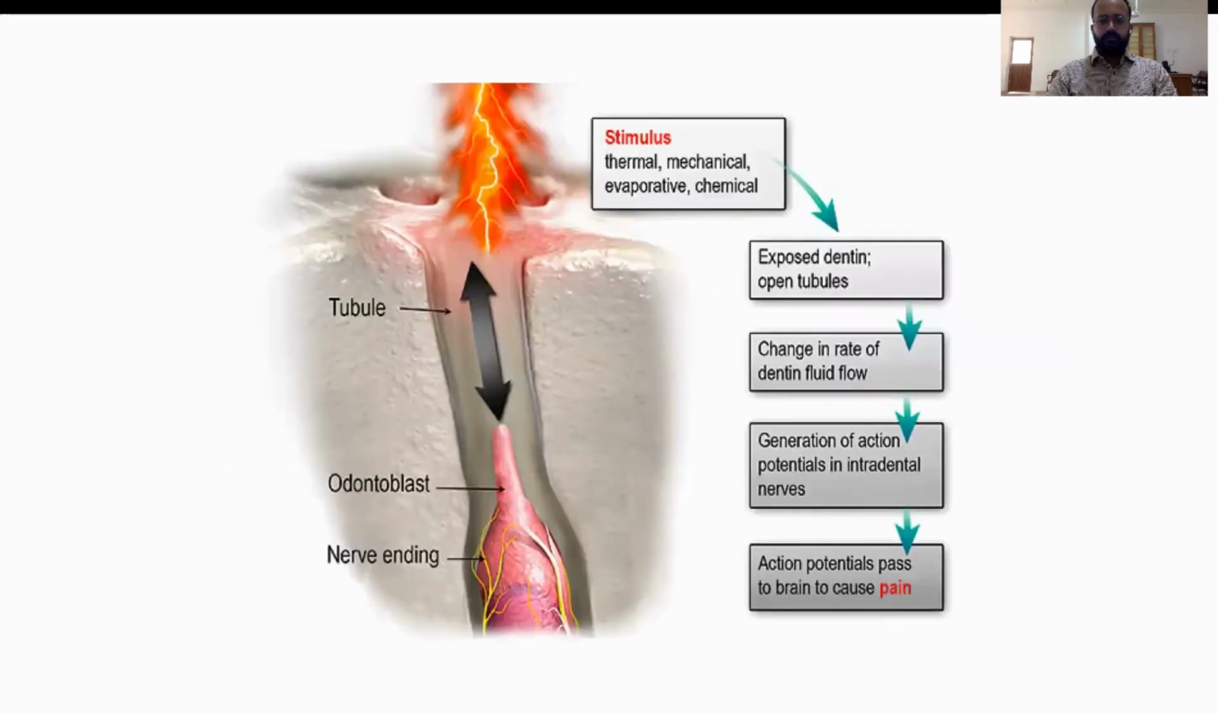So this is what really happens in the hydrodynamic theory. We have these dentinal tubules, which consist of dentinal fluids. And when a stimulus like thermal, evaporative, or chemical acts on these exposed dentinal tubules, that causes a change in the rate of dentinal fluid flow. That generates an action potential in the intradental nerves. The action potential passes on to the brain and thus causes pain.